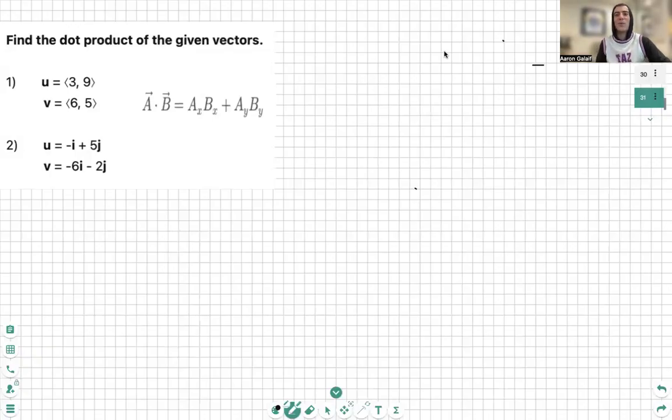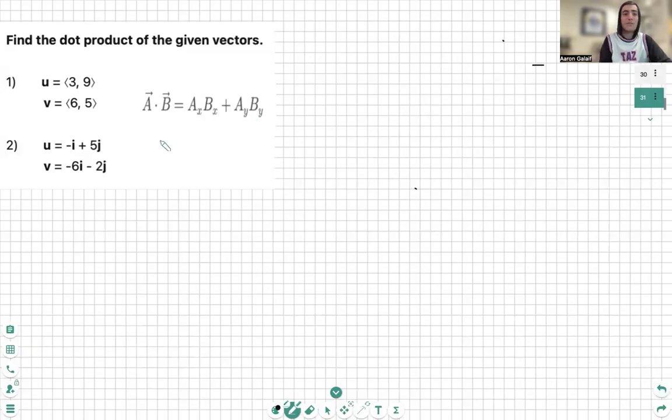Hello. In this video, we're going to go over how to solve for the dot product. The dot product is going to use two vectors, a vector u, a vector v, and we're going to multiply the x's and the y's together, and we're going to sum them up. That's it. So let's look at our example given here.